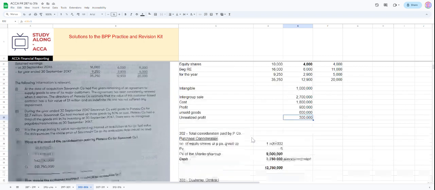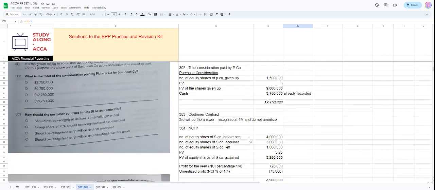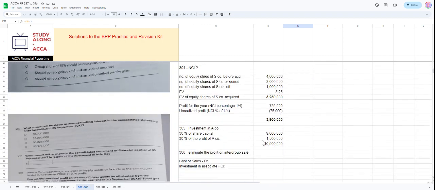It is on 100% of things. But then the NCI share is one fourth only. So of the unrealized profit, we take one fourth and we reduce it here. It will go as a negative adjustment. So we'll add 3.25, which is the fair value of the equity shares. We added one fourth of the profits and we deducted one fourth of the unrealized profit, and we arrived at this NCI.